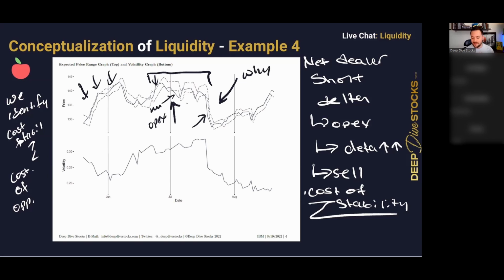Everything is based on liquidity. So that's a great place to end. This was part one, where we were working through the conceptualization of liquidity. Can I get a feel for it?